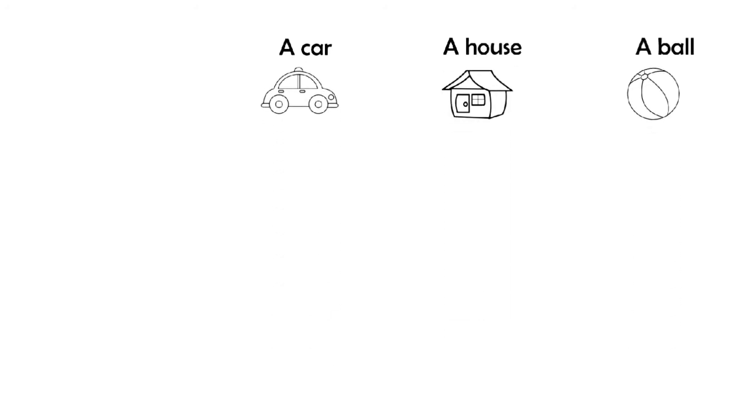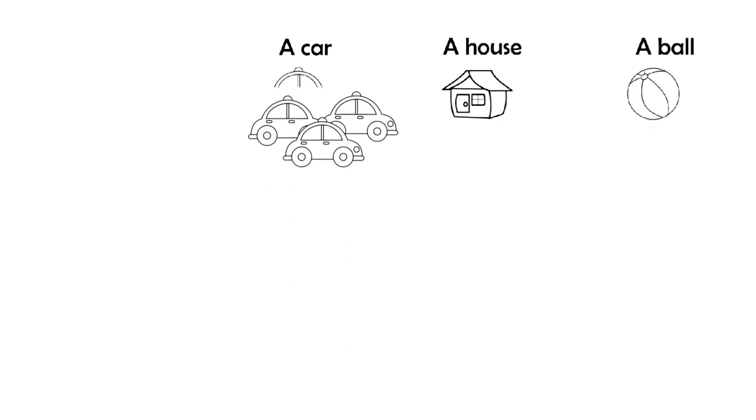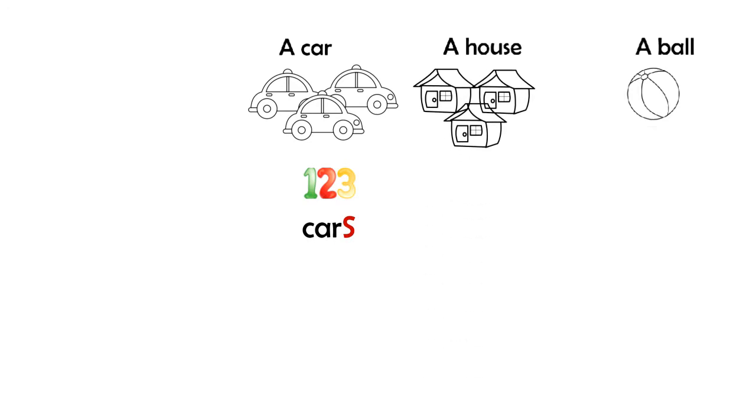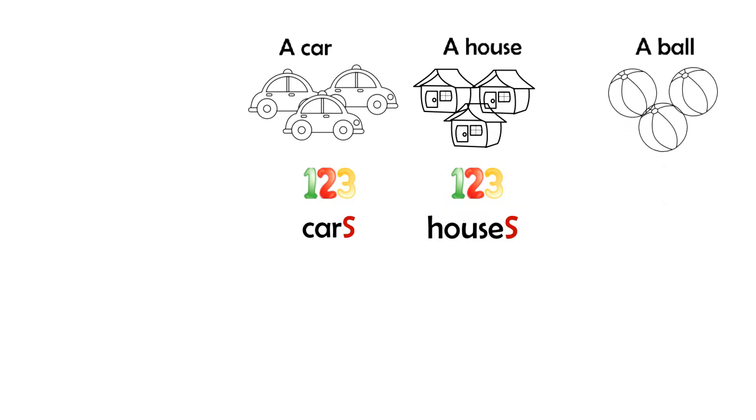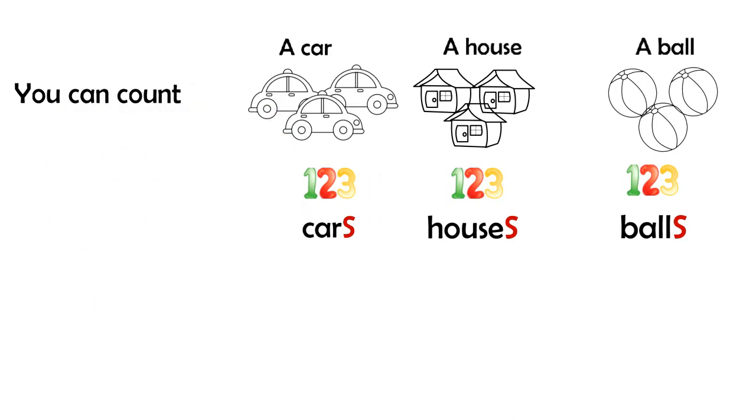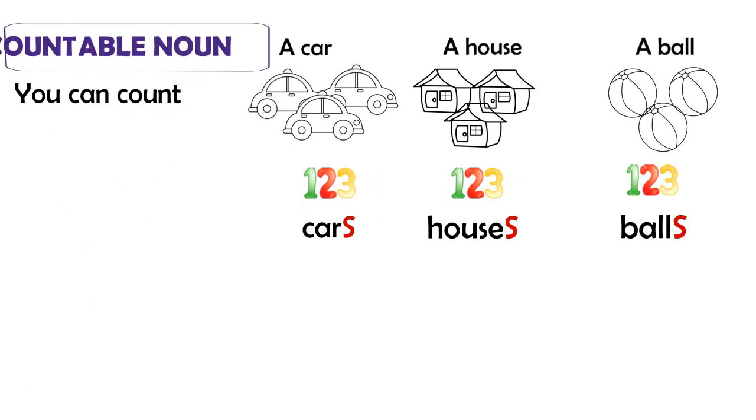Let's see another type of nouns. We have a car, a house, and a ball. One of each. But now we have 1, 2, 3 cars. 1, 2, 3 houses. 1, 2, 3 balls. You can see these items can be separated and counted individually. They are called countable nouns because they can be counted.